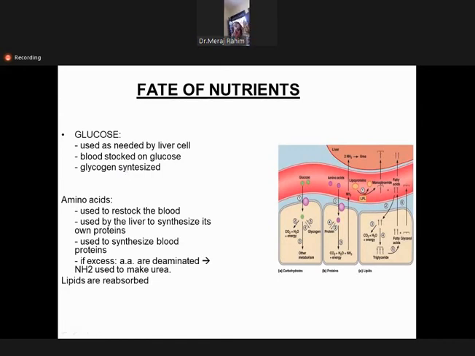The lipids may also take the glucose. The things which have been absorbed, if they are excess, they will be stored. Like the glucose, it will be stored in the form of glycogen in the liver, and if it is in the form of lipids, it will go into the adipose tissue.